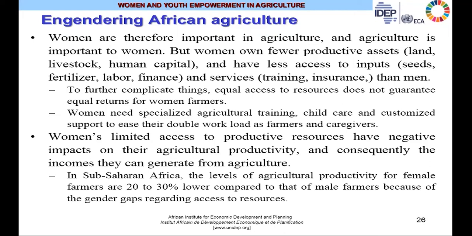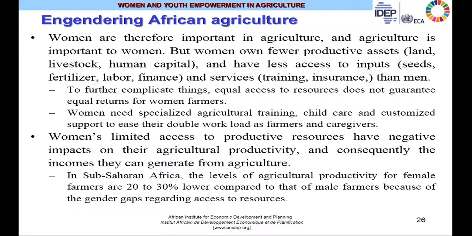Women need specialized agricultural training, childcare, and customized support to ease their double workload as farmers and caregivers. Women's limited access to productive resources has negative impacts on their agricultural productivity and consequently the incomes they can generate from agriculture. In other words, income generated by women is typically lower from their farms as compared to that of men.